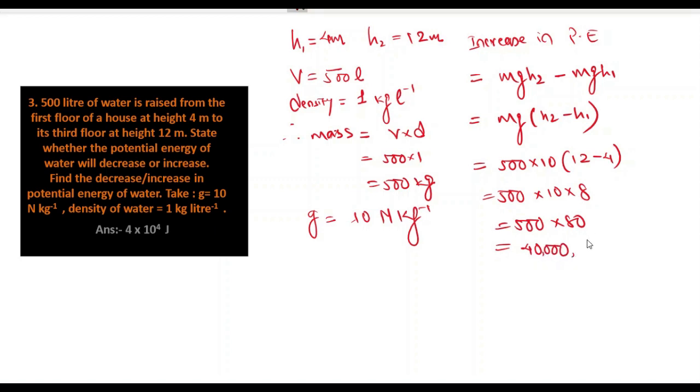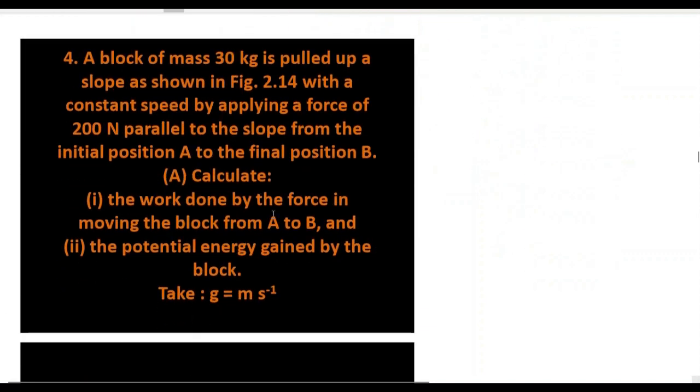40,000. Increase in potential energy is 40,000 joule, or they have written it as 4 into 10 raised to 4 joule. That's the same thing. You can also write it as 40 kilojoule. Same thing, no problem, right? So very simple question. Let's go ahead.